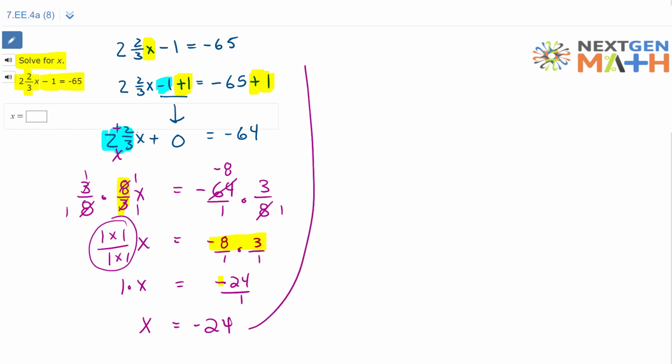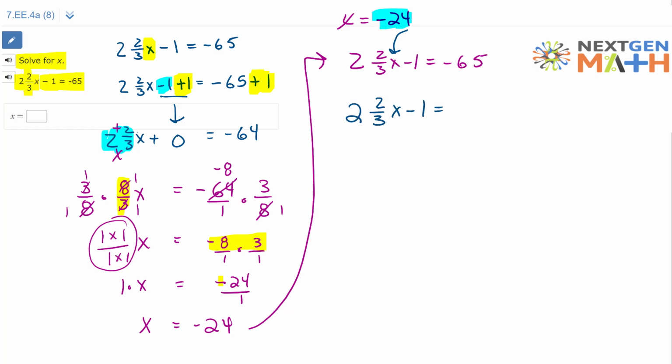So let's go ahead and check our work right up here. Our original equation was 2 2/3 x minus 1 equals negative 65. And we figured out that x is equal to negative 24. So we're going to substitute x is negative 24 into where x is right there. We now have 2 2/3 x minus 1 equals negative 65. Where this x is right here, we're going to substitute in there negative 24 minus 1 equals negative 65.